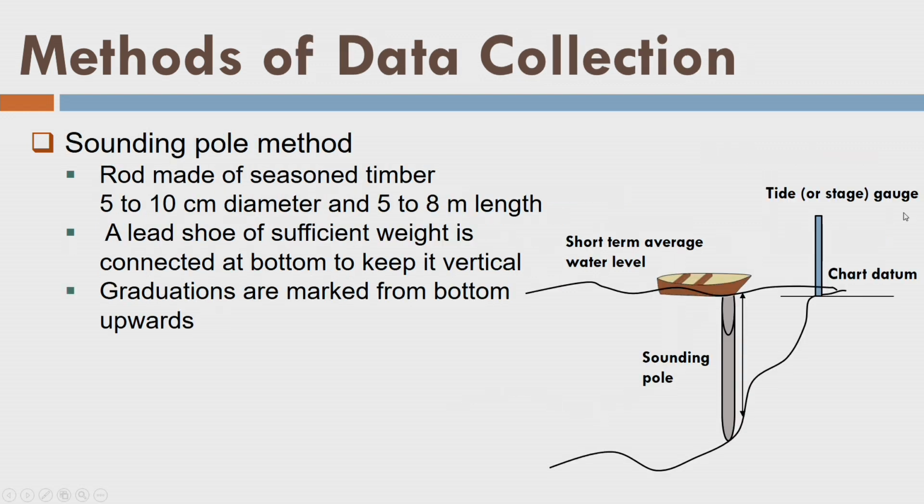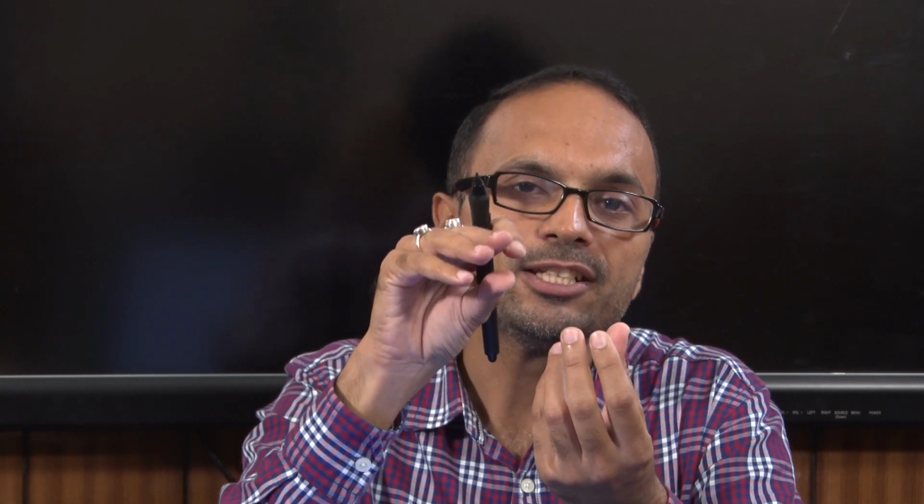Now second is sounding pole method. So instead of rope, now I am using a sounding pole which is 5 to 8 meter length and it is having 5 to 10 centimeter diameter. Okay, what I am doing? I am again approaching the buoys. The moment I reach the buoy at the XY location or at the position of buoys, I will just drop down a pole which is called sounding pole vertically down.